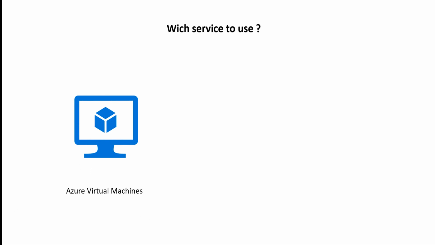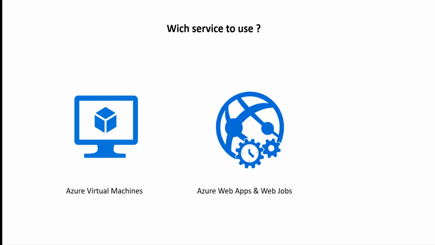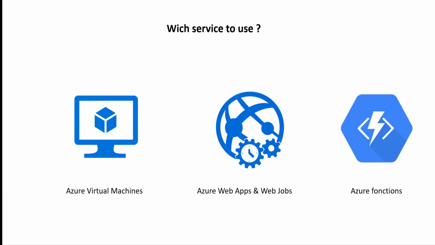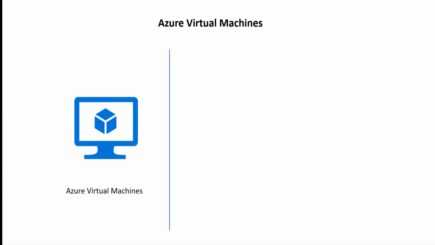We can deploy our application in Azure Virtual Machines, or run the application on Azure Web App or Web Job, and the Azure Function. So what is the difference between the three services? We start with the Azure Virtual Machine.